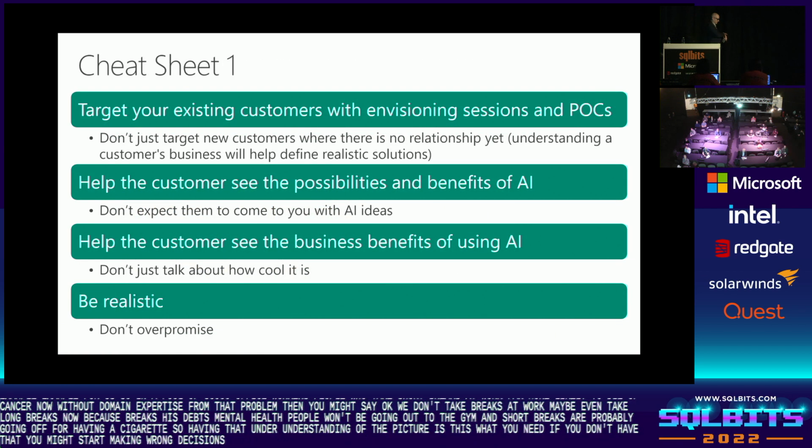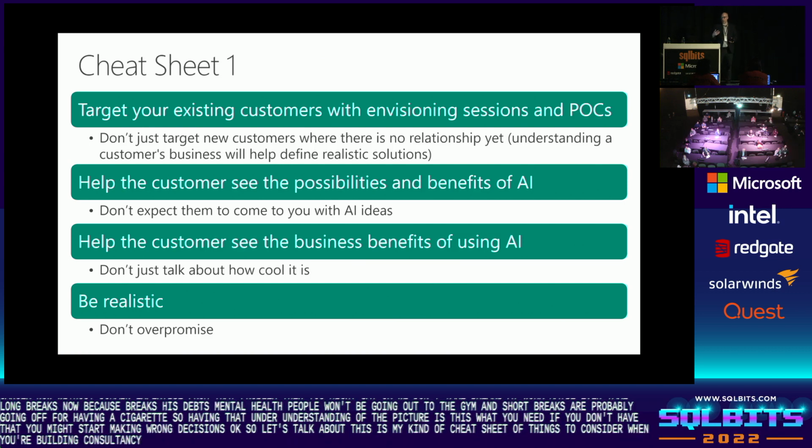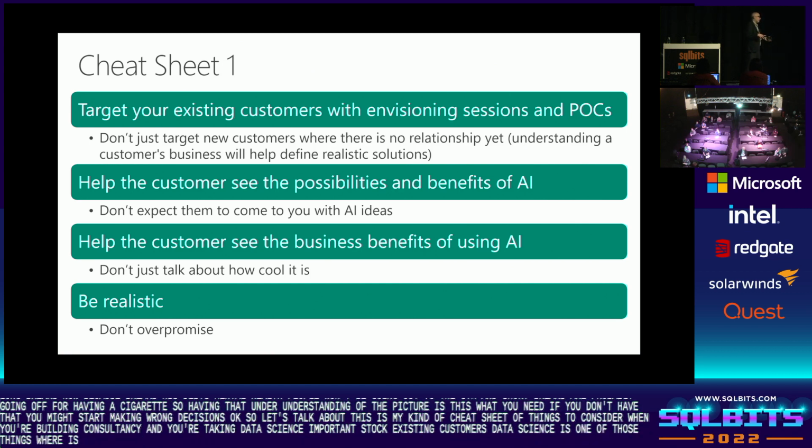Okay, so this is my cheat sheet of things to consider when you're building a consultancy and you're taking on data science problems. First thing, it's pretty important to target existing customers. Data science is different to standard IT projects. With a normal IT project, if it's let's create a website, there'll be a website. Let's create a data warehouse, there'll be a data warehouse. Might be rubbish, might be amazing, but there'll be something tangible.